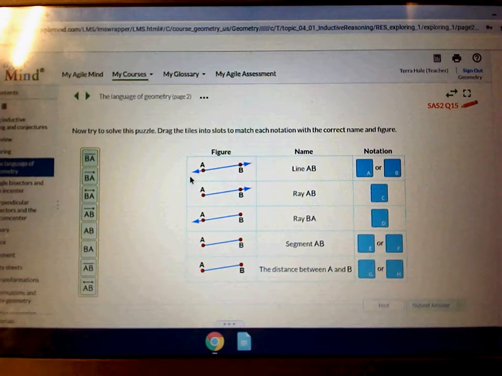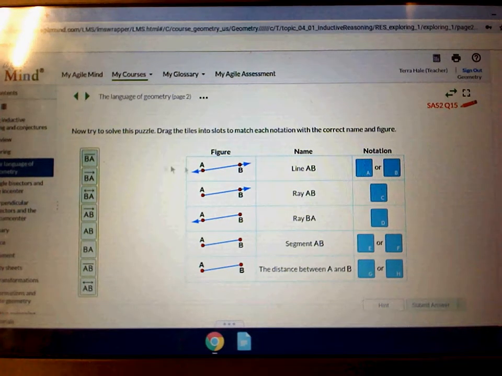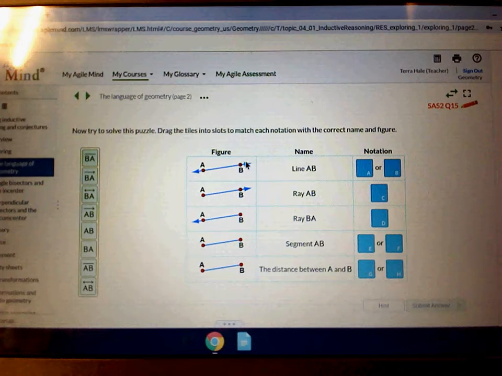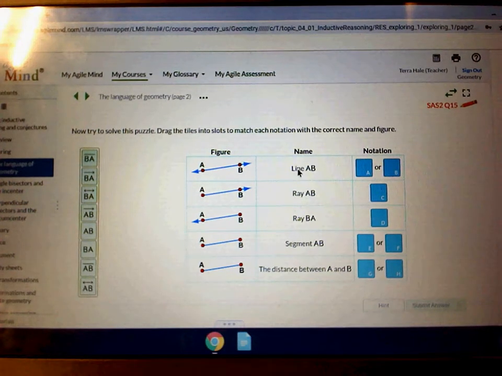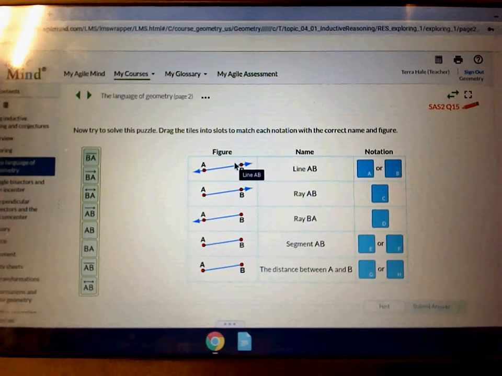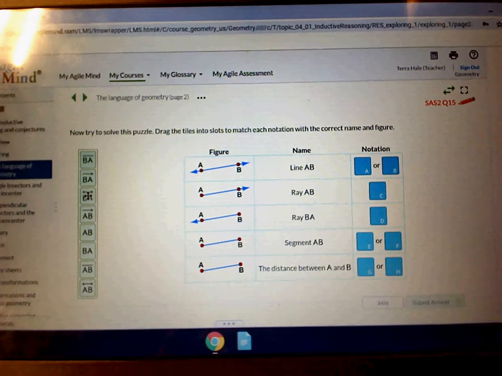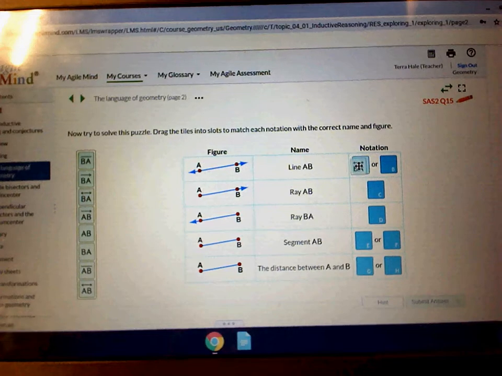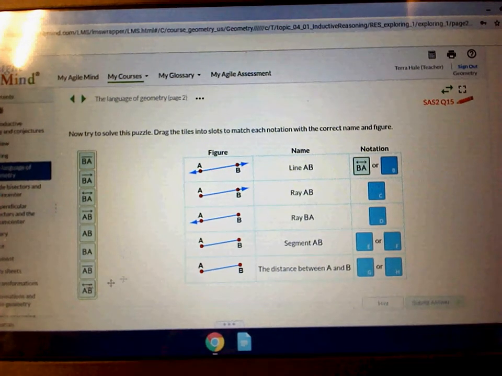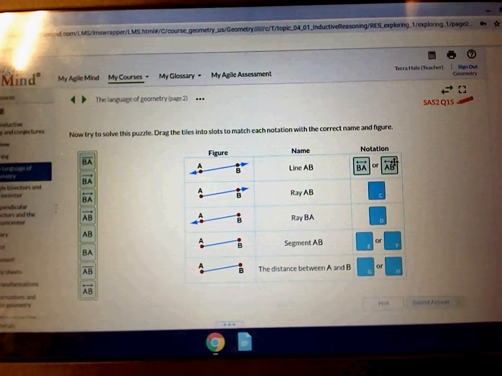Okay, let's go ahead and check your answers to number 9. This has arrows at both ends, so we know it's called a line, and we name it with its 2 points. And so we have 2 different ways that we can name it. We can name it line BA or line AB. The order does not matter when naming a line.